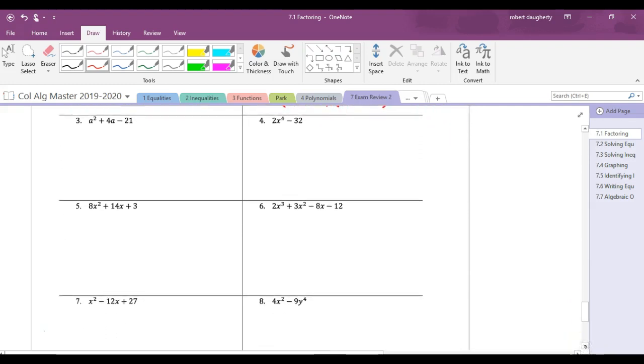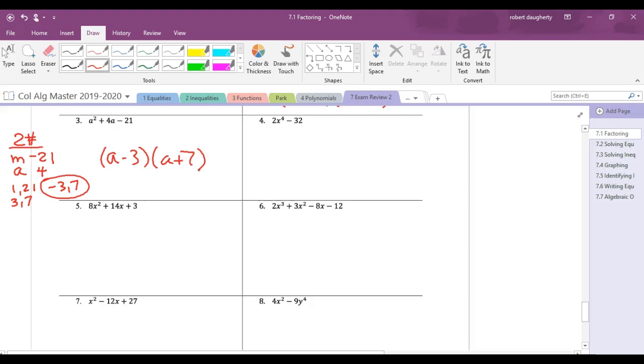A squared plus 4a minus 21. Well, if this factors, I'm going to look for two numbers that multiply to negative 21 and add to 4. What are the factors of 21? 1 and 21, 3 and 7, and that is it. Is there a way to get a 4 out of these? Well, if I used a negative 3 and a positive 7, those multiply to negative 21 and add to 4. That's my answer. Instead of x, this is a minus 3, a plus 7.